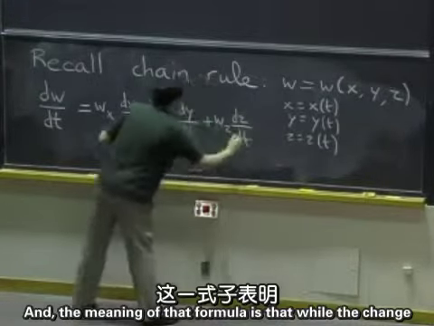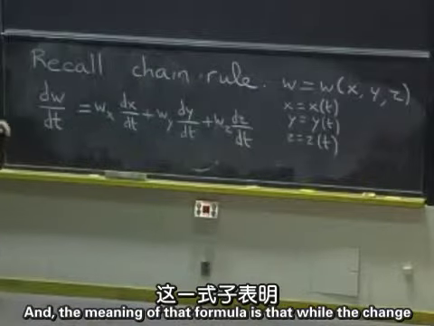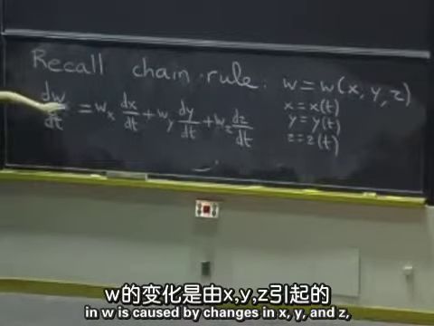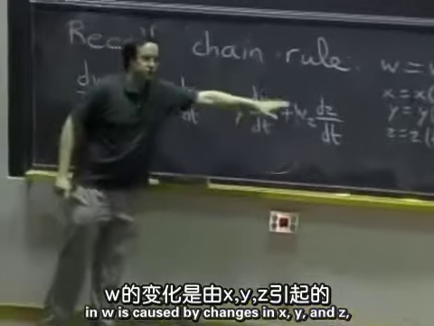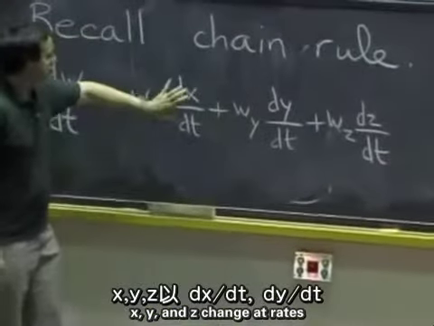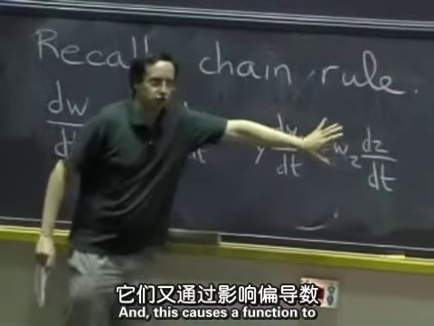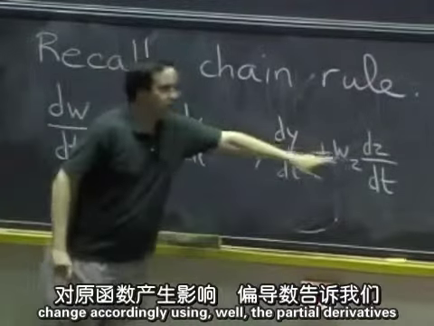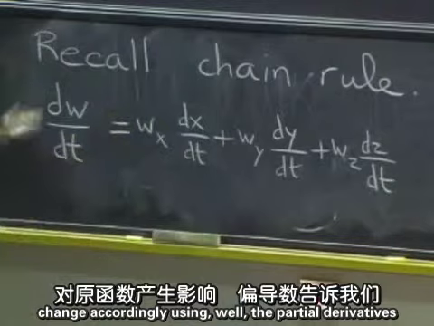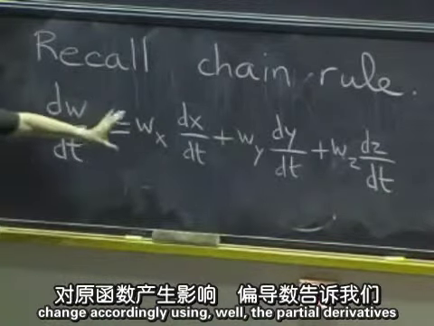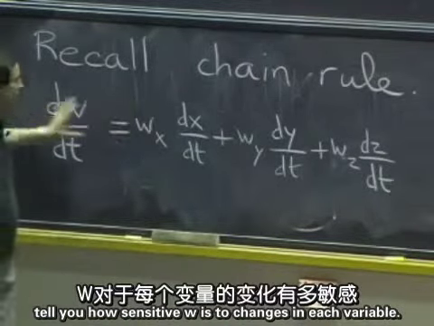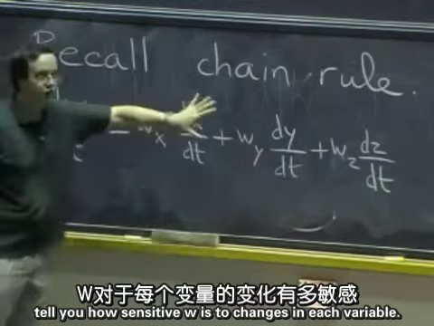And the meaning of that formula is that the change in w is caused by changes in x, y, and z. x, y, and z change at rates dx dt, dy dt, dz dt, and this causes the function to change accordingly, where the partial derivatives tell you how sensitive w is to changes in each variable.